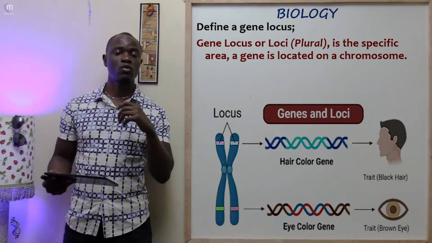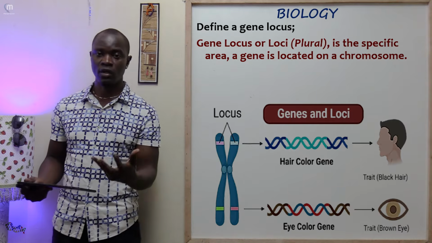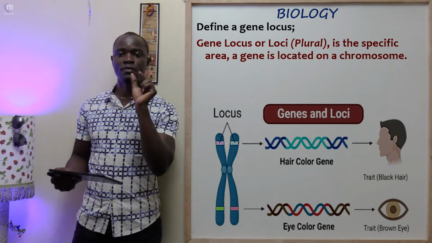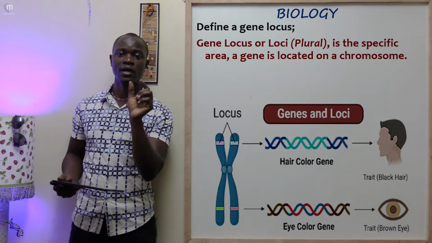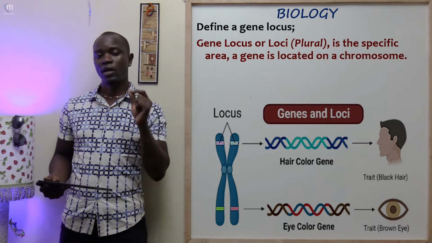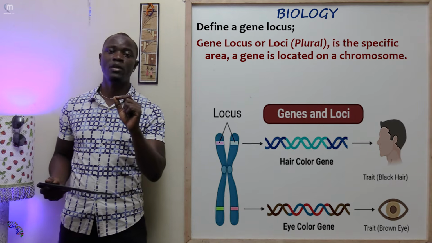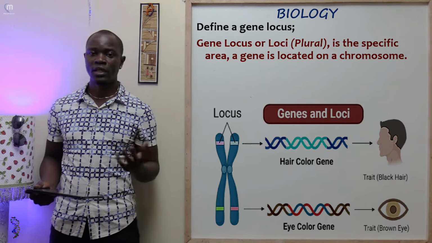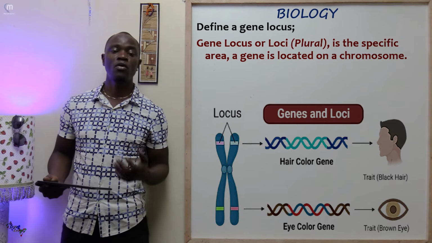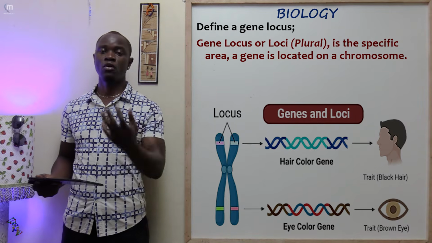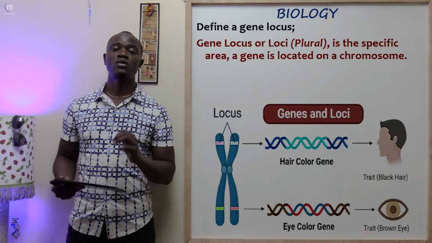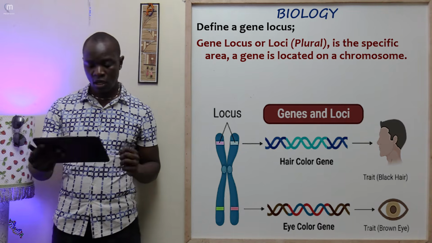And each gene locus controls a specific characteristic in an organism. You can have maybe the locus, that specific part of the chromosome, controlling the eye color. You can have a specific part of the locus controlling maybe the hair color, maybe the height, maybe also different aspects, different traits or different characteristics that the offspring is supposed to have. So that is what we call a gene locus.